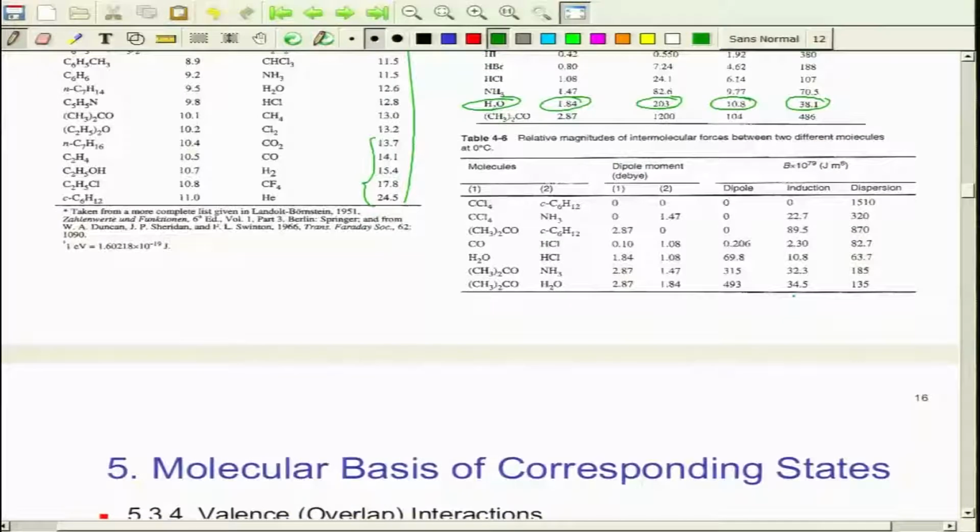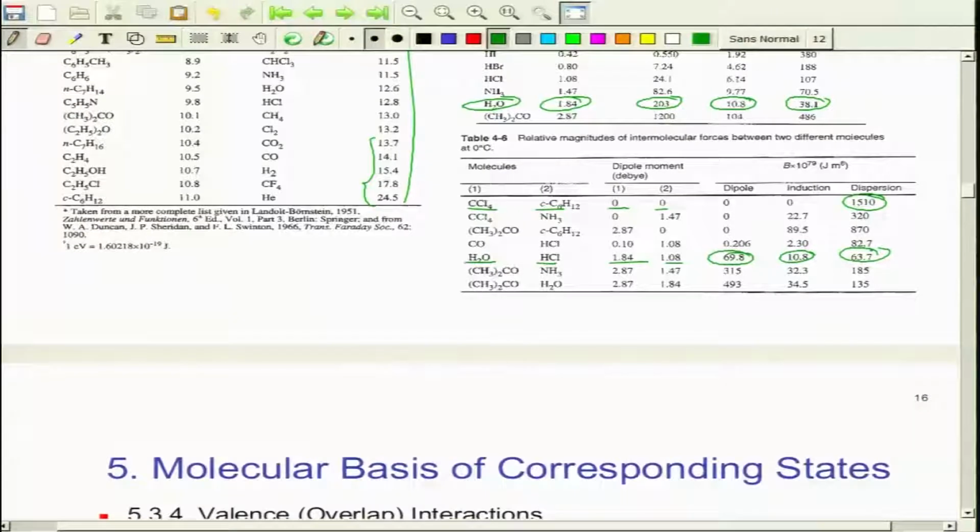Now let us consider the relative magnitude of intermolecular force between two different molecules. Here both of them do not have a dipole, so you have a very high order of dispersion because of the strong polarizability. Now consider S2O and SCl, both of which have a dipole moment. Dipole is this, induction is this, but it also has a very strong, comparable dispersion interaction.